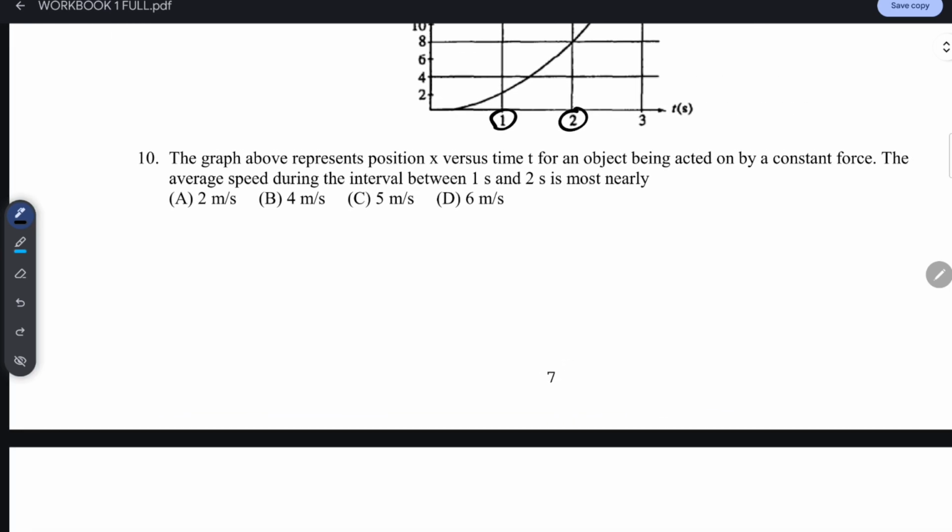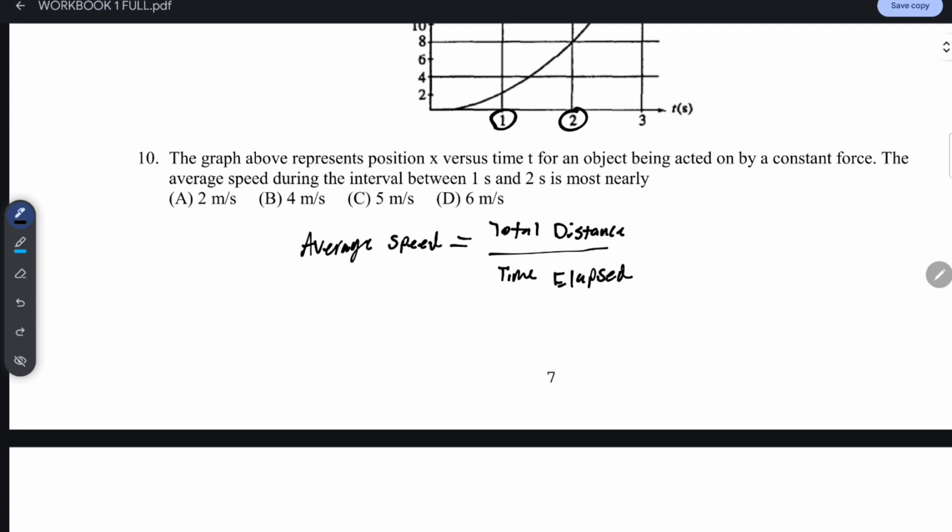Okay, so in order to find this, we have to calculate the average speed as the total distance traveled divided by the time elapsed. So average speed is equal to total distance over time elapsed. The interval is from 1 second to 2 seconds.